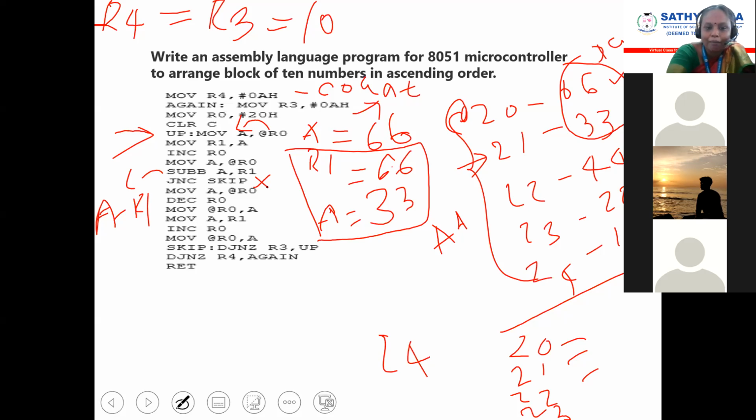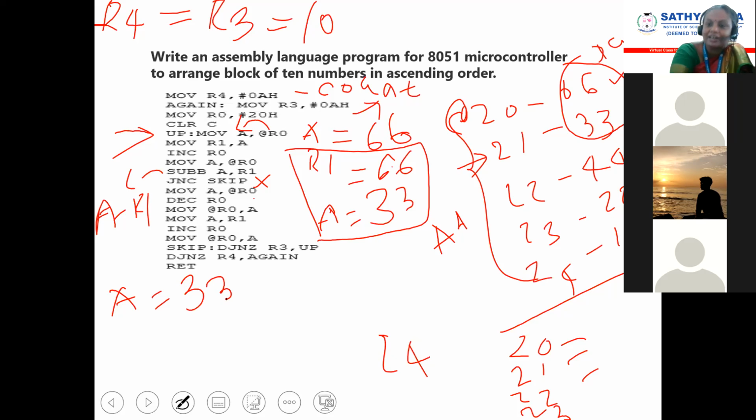So MOV A, @R0. So @R0, I have to move to the accumulator. Now what is my accumulator value? Accumulator is 33. Okay. Then why am I moving, ma'am? After subtracting, my accumulator will store the subtracted value only. So I don't want that value. I need only 66 and 33. So once again, I'm moving @R0 to the accumulator. So accumulator is 33.